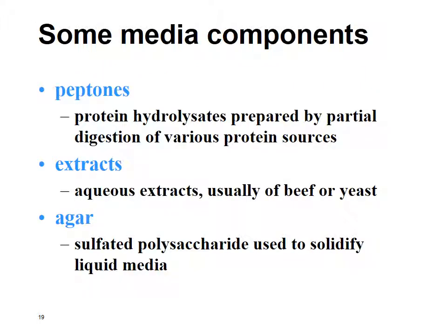Let's look at some of the media components found in complex media. Complex media contains undefined components like peptones. Peptones are protein hydrolysates prepared by partially digesting meat, casein, soya meal, gelatin and other protein sources. Peptones serve as sources of carbon, energy and nitrogen.